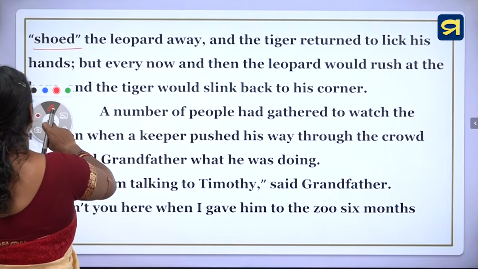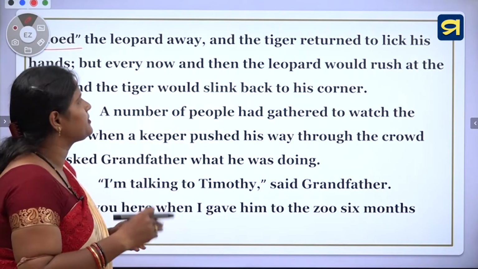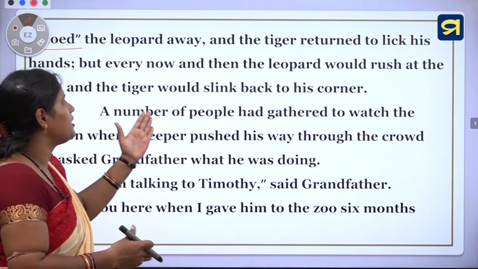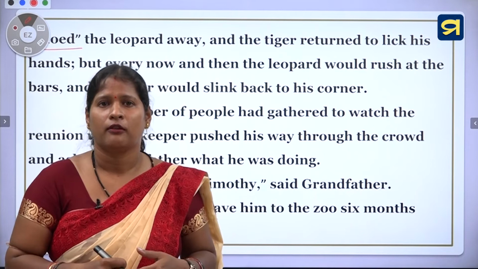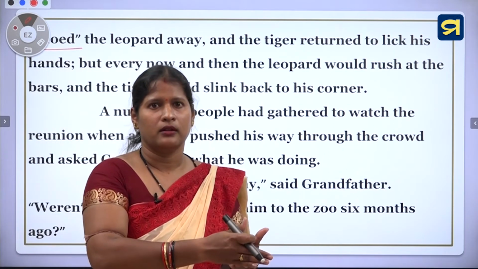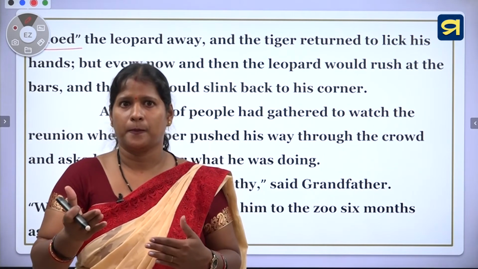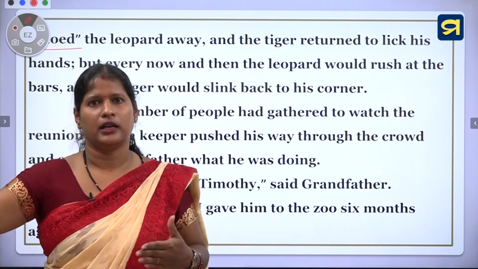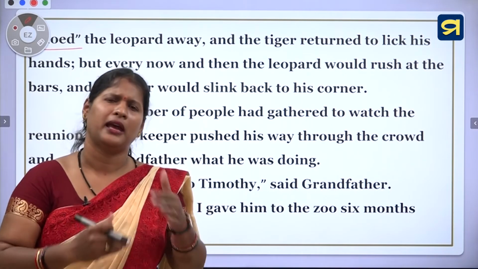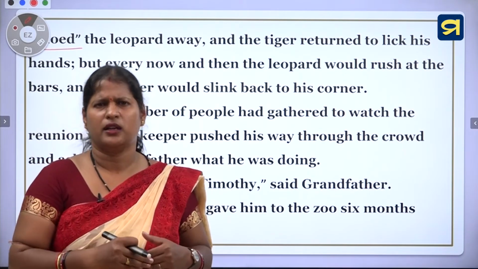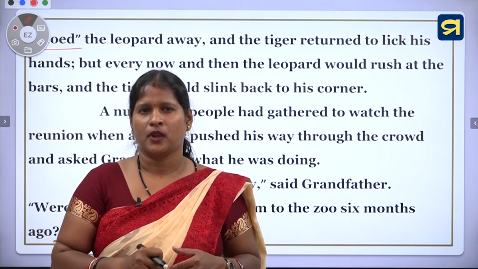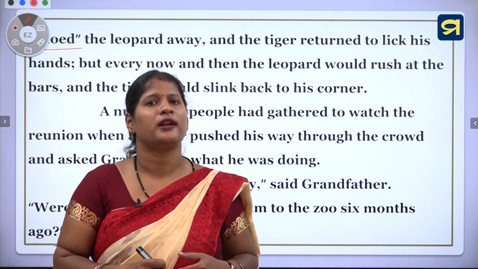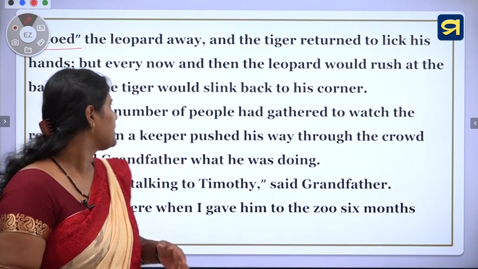The leopard would rush at the bars and the tiger would slink back to his corner. Whenever the leopard came back and showed its anger, the tiger slinked back to his corner. This thing happened again and again. Grandfather now felt a little bit irritated. Why was this leopard trying to make my tiger frightened? He was feeling bad for that.